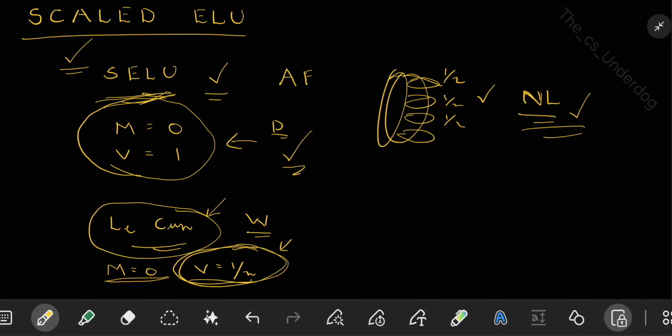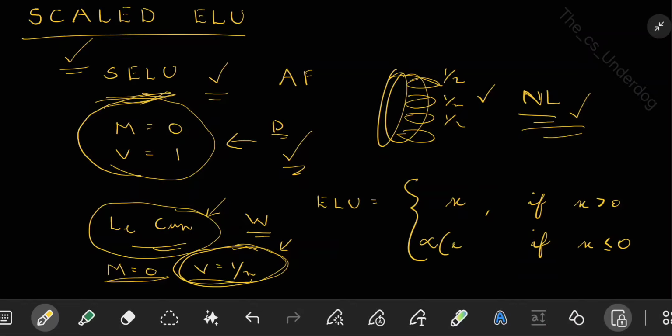Next point is, when we learned about ELU in the last lecture, what was the activation function there? We defined it like this: whenever x is greater than 0, your output should be x itself. But whenever x is less than or equal to 0, then your output will be lambda times e to the power x minus 1. This is what we learned in the last lecture about ELU, exponential linear unit.